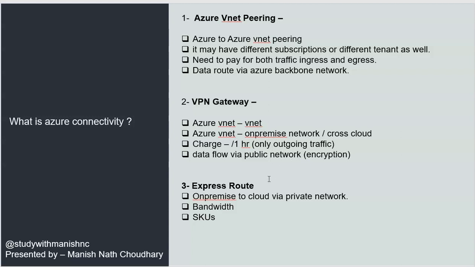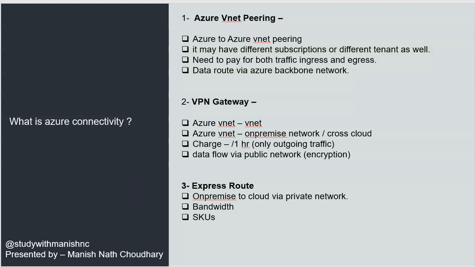Now ExpressRoute. ExpressRoute is used when connecting on-premise to cloud using a private network. Whenever networking happens from on-premise to cloud via a private network, where Azure or cloud services are not available, ExpressRoute helps us connect on-premise to cloud via a private network, and it has different bandwidths and SKUs which make it a better solution.